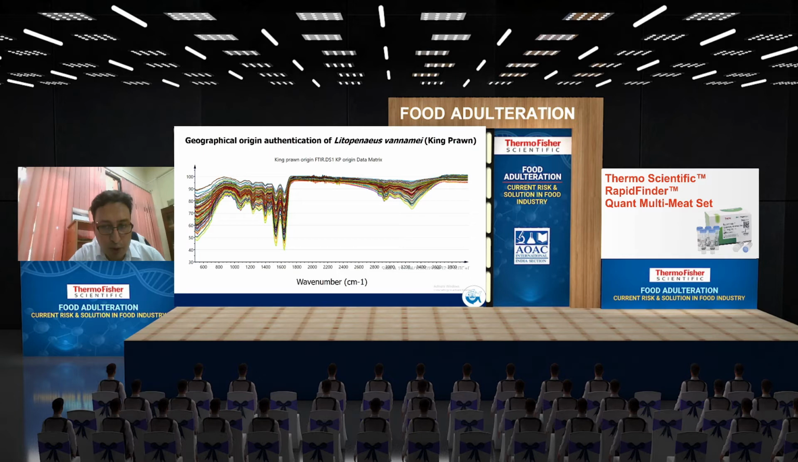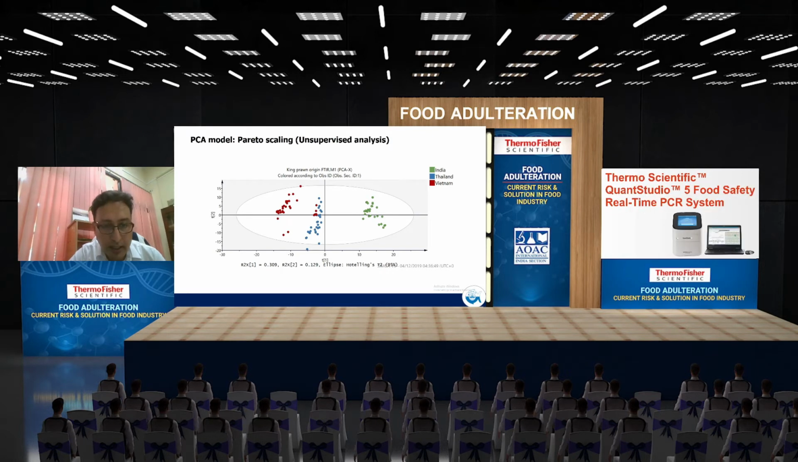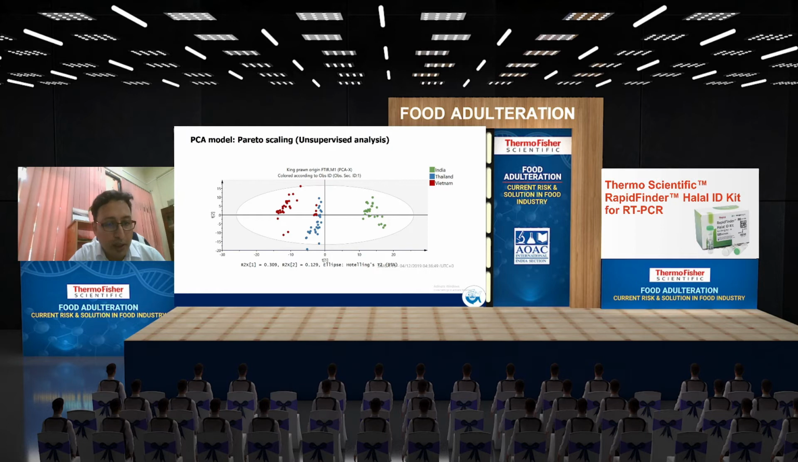Here in the PCA model itself, you can see that there is clear variation in the data between the India origin, Thailand origin, and Vietnam origin shrimps. PCA is an unsupervised multivariate statistical analysis, but still, without any supervised data points, it shows a clear variation in the data. Can I have the next slide?